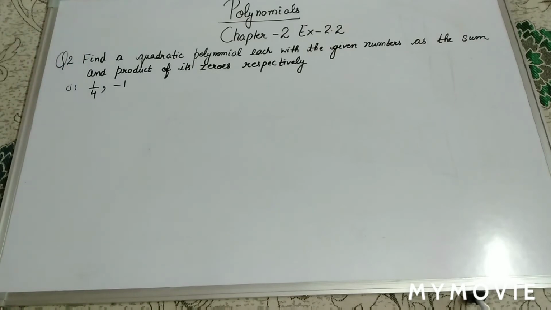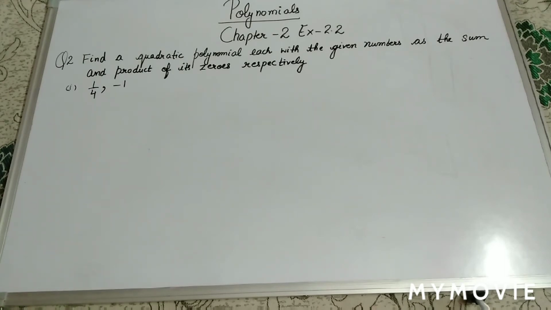Here the word written is respectively. Respectively means if the sum is mentioned first, then the first number, 1 by 4, is given as the sum, and then the product is mentioned, so the second number will be -1. So let us start, but first of all just see the concept of how to form a quadratic polynomial.